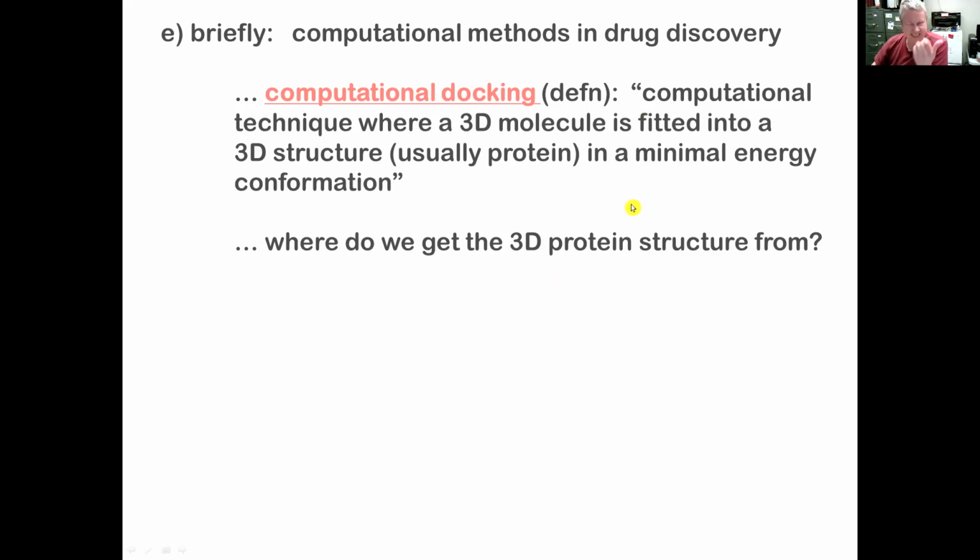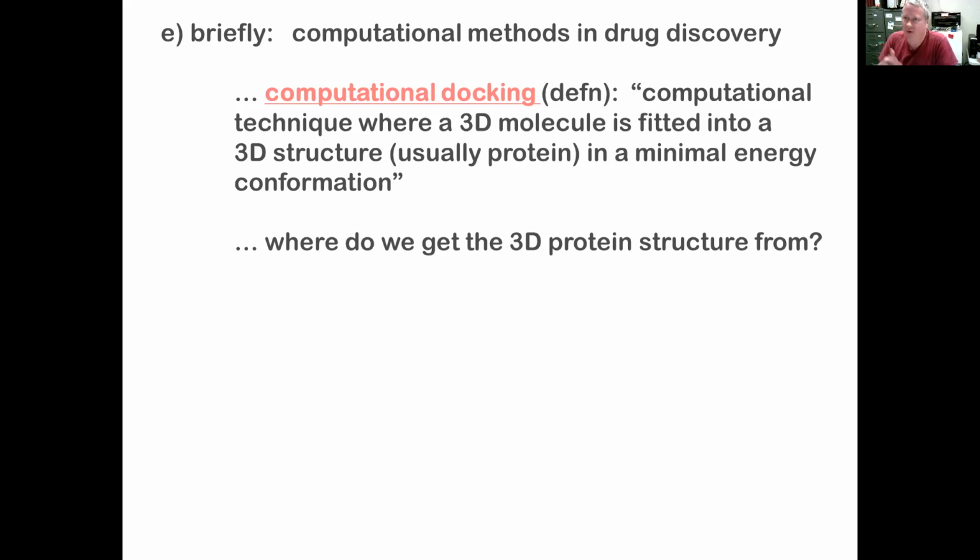What if your protein doesn't work? What if you have a protein that doesn't crystallize? Can't do X-ray crystallography on a protein that doesn't crystallize, right? So then what do you do? And there's a lot of proteins that don't have X-ray crystal structures. So then somebody said a computer model, and that's right.